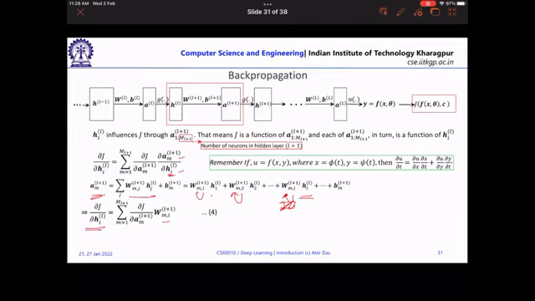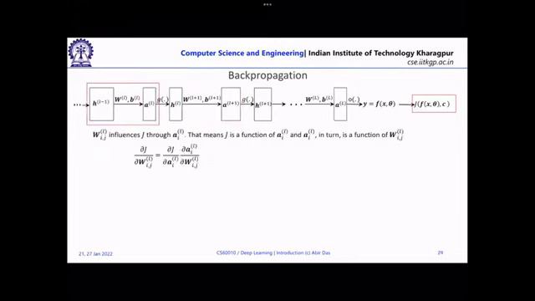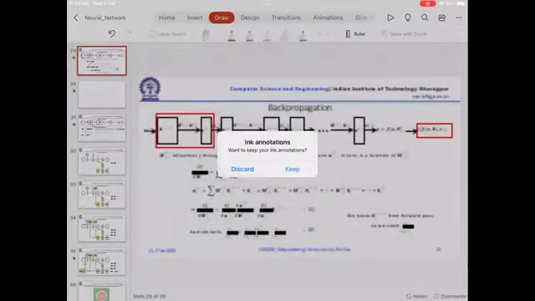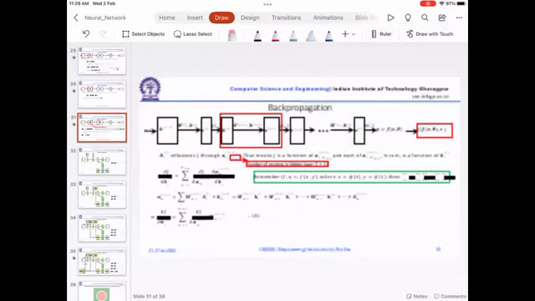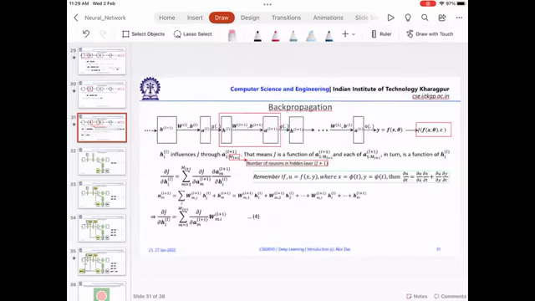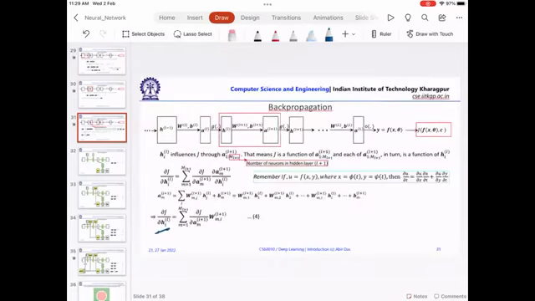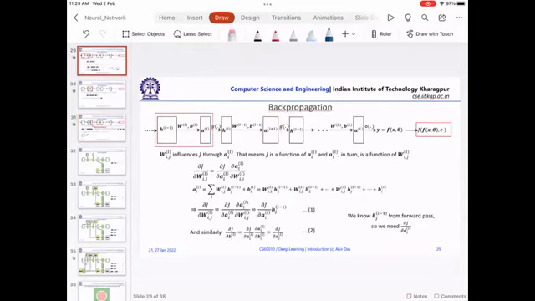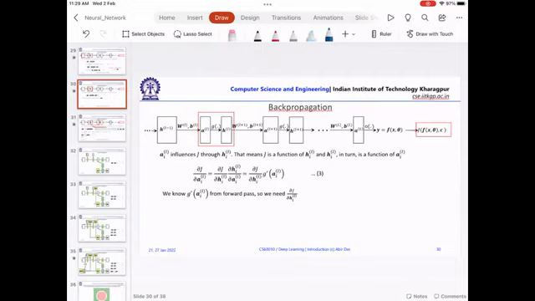Again, just a small recap. In the last slide, we were getting ∂J/∂H_i, ∂J/∂H_iL, and here you see in equation 3 you are using ∂J/∂H_iL.